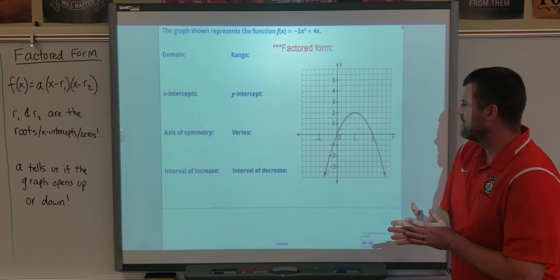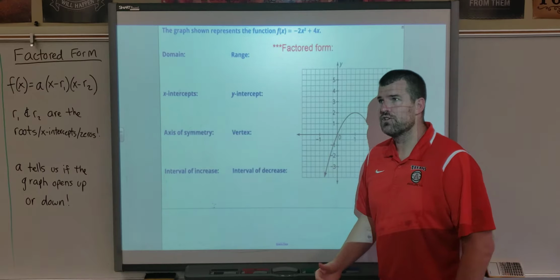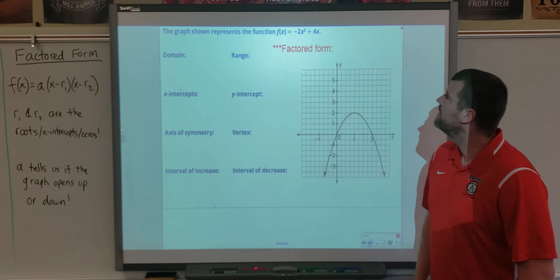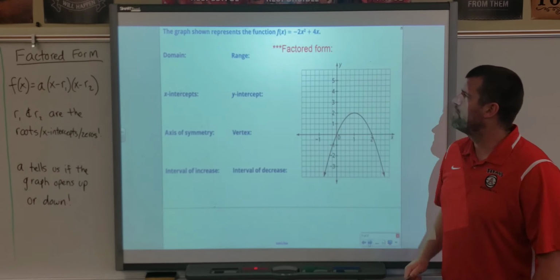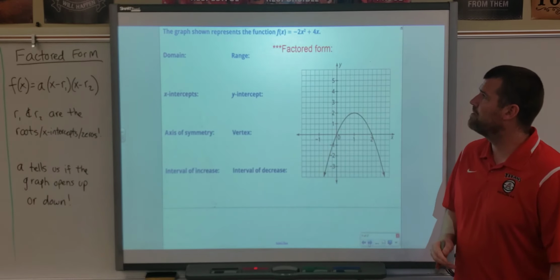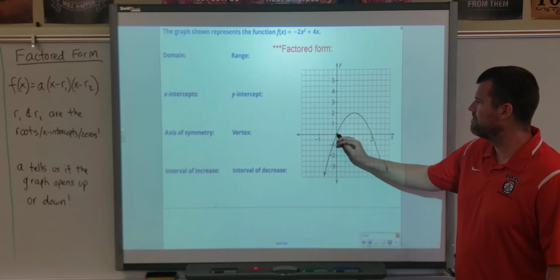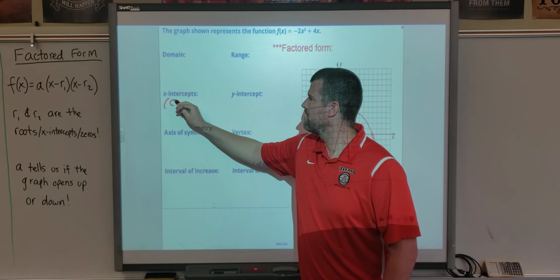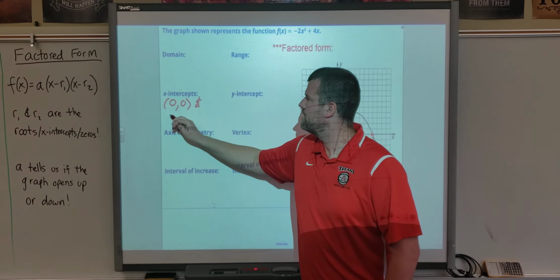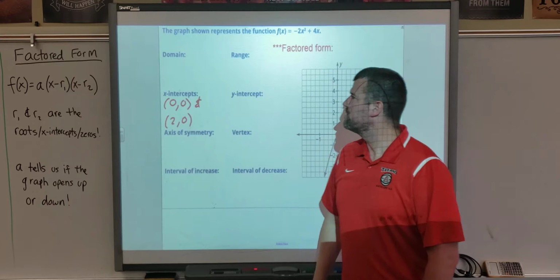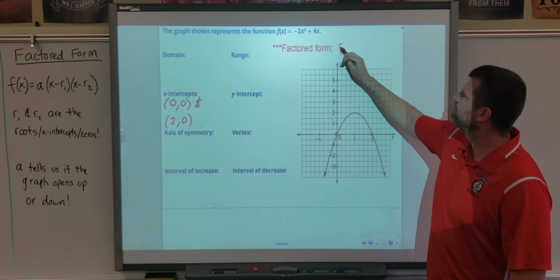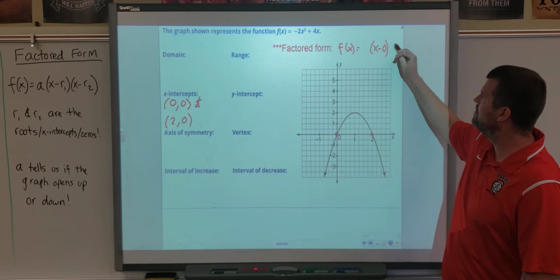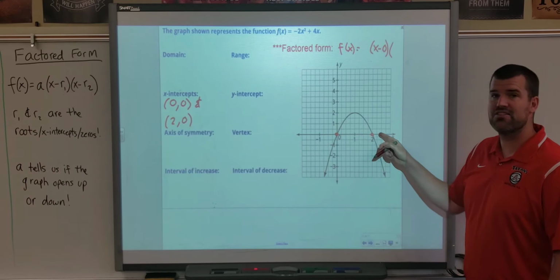All right, we're just going to go through a couple of final examples, make sure we're doing okay with our vocabulary. This graph shown, here's the standard form, but if we put it into factored form, I can do that quickly by identifying the x-intercepts. X-intercepts are 0 and 2. So 0, 0, and 2, 0, which means to put it in factored form, I'd have x minus 0 and then x minus 2.